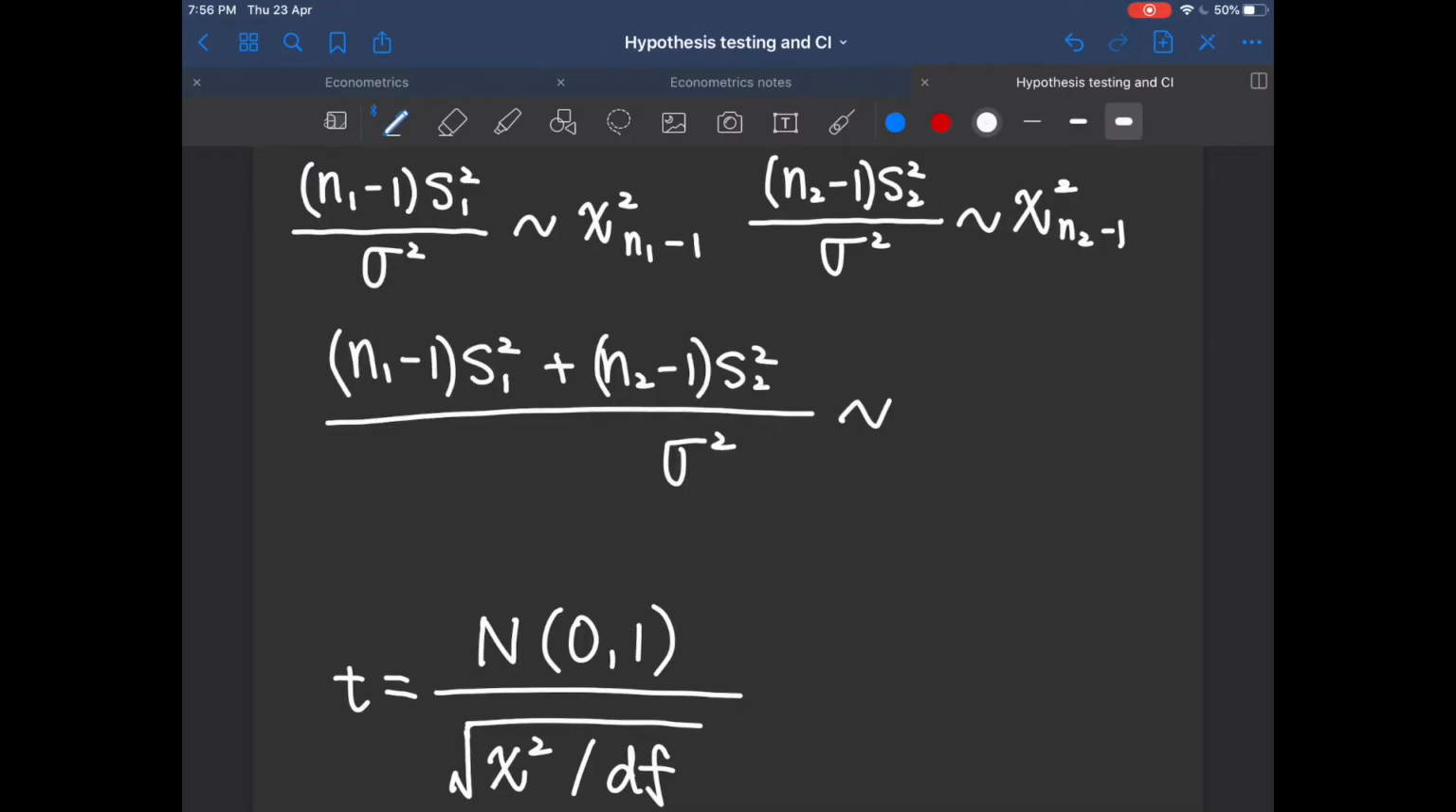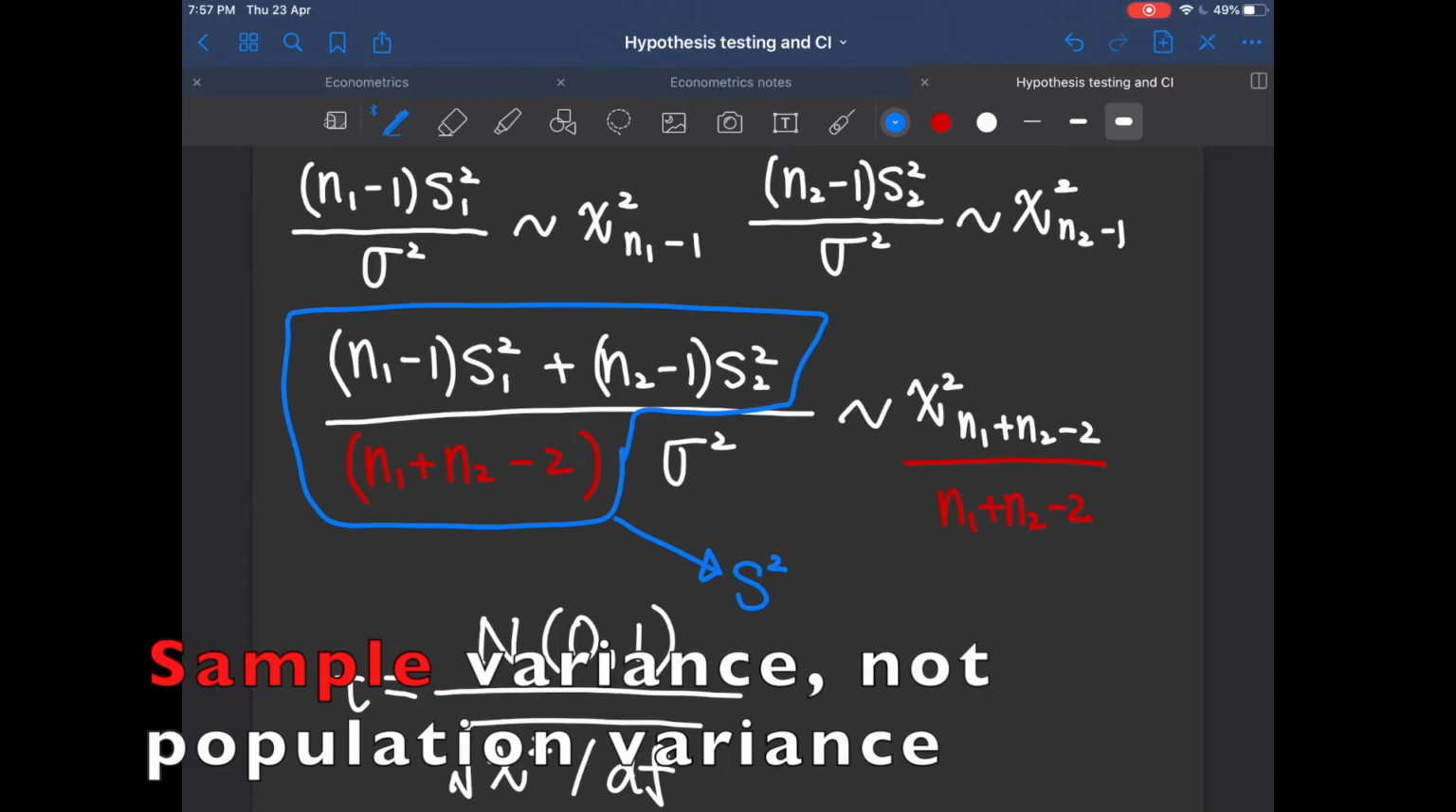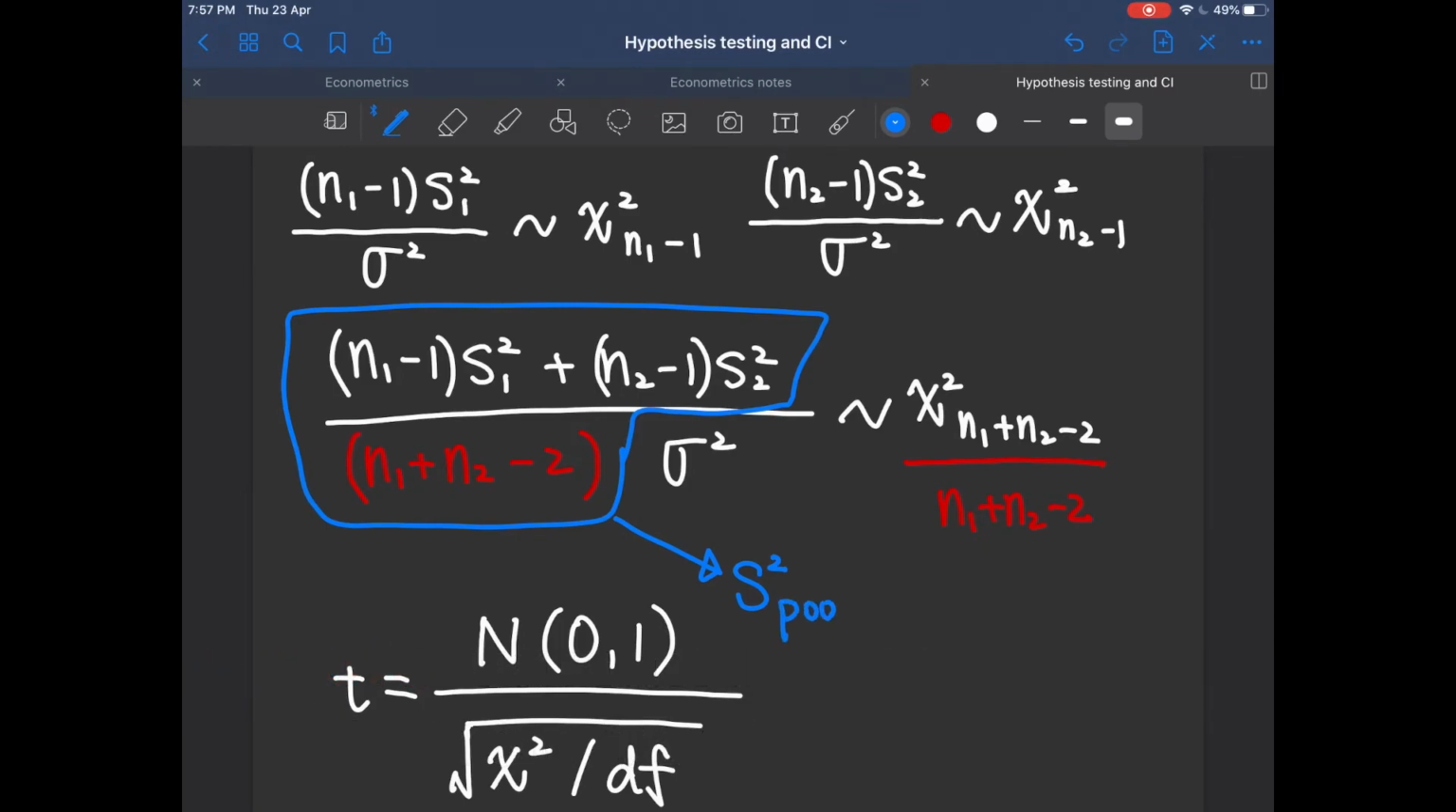If you add them up, this expression follows a chi-square distribution with degree of freedom n1 plus n2 minus 2. Next, naturally, we should divide this expression by its own degree of freedom, because this is what we are supposed to do in a t-distribution. Let's divide it by n1 plus n2 minus 2. On the right hand side, we also divide it by its own degree of freedom. And you should realize that this part of the expression is exactly the pooled population variance, so we call it S pool square.